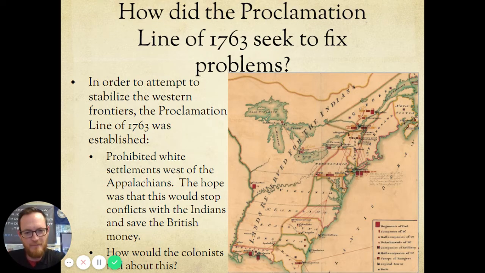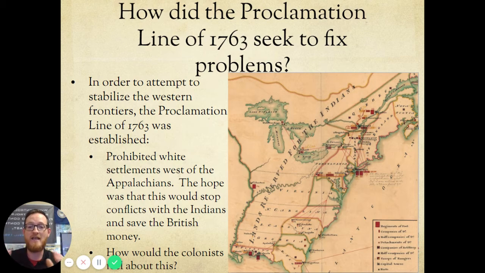If you look at this map, you can see the line that goes up and down all the way through the colonies. It's almost at the halfway point of Virginia on this map. What this proclamation did is prohibit whites from settling west of the Appalachians. Again, the hope was that would stop the Indian conflicts they were having. Another thing this line did is that if there were already colonists living west of the line, they were forced to move back to the east of the line. So you can see how that would cause a lot of issues as well.